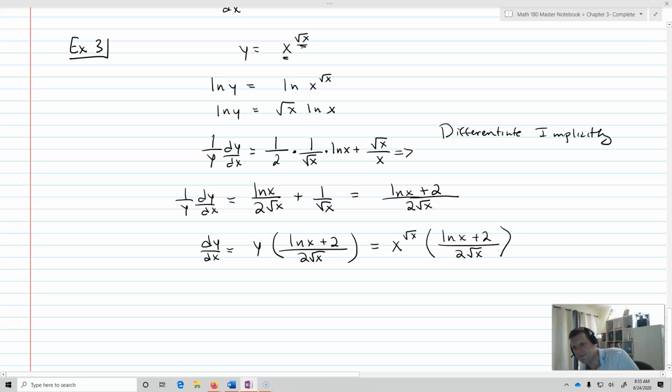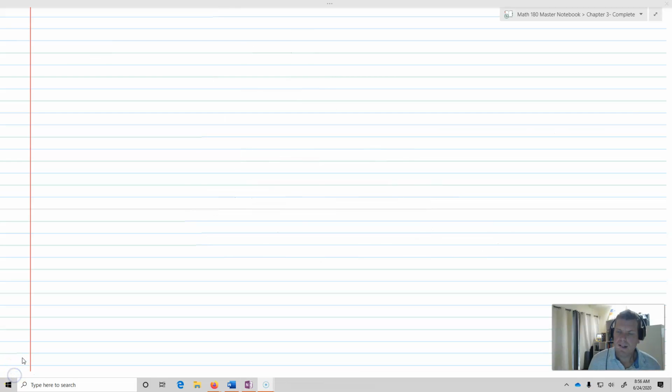And there we go. All right, same process each and every time. One of the things I noticed, hey, this would be really nice to use logarithmic differentiation because I've got a function in my exponent. Now let's look at an example where it just might make some sense to use logarithmic differentiation because it makes the problem a lot easier.